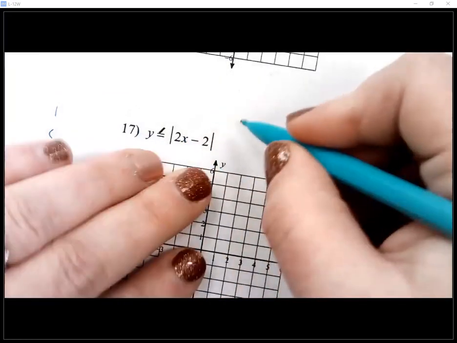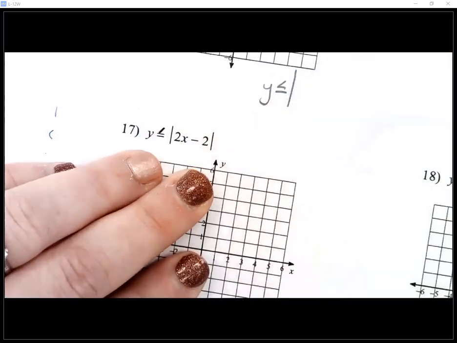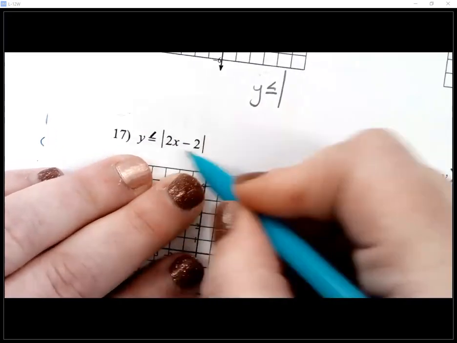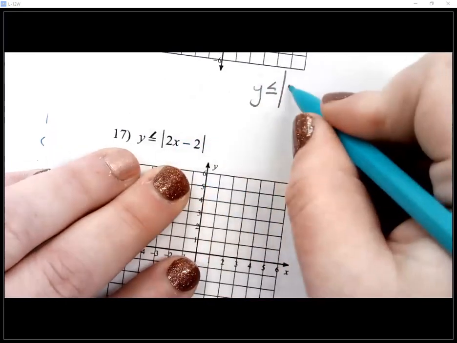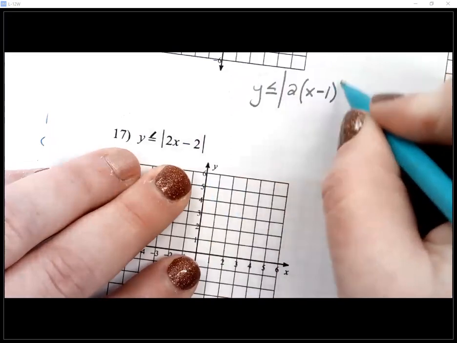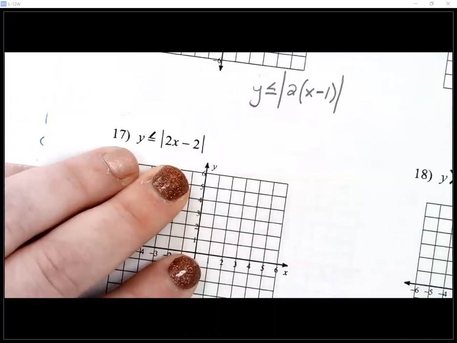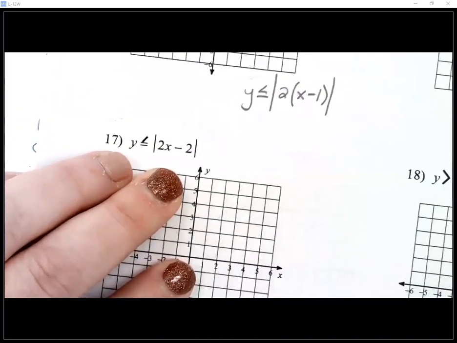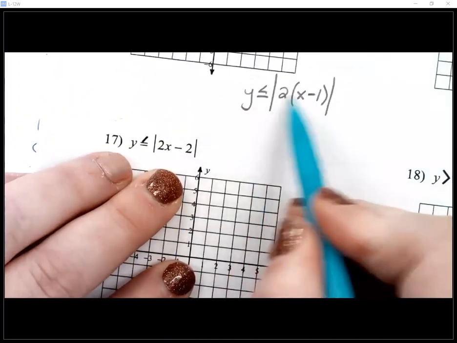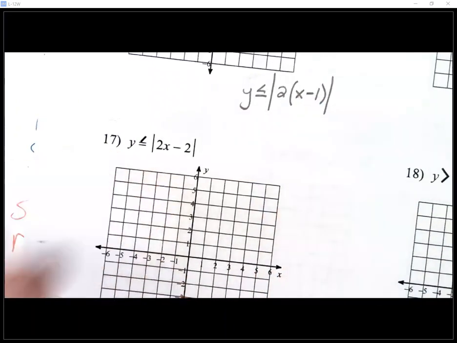I'm going to do y is less than or equal to absolute value. And now check this cool move out. Let's pull out a 2 from there. And then wouldn't I have x minus 1 if I factored out a 2? I'm basically doing reverse distribution property here. If I put this back through, doesn't that get me right back to 2x minus 2? So I haven't changed the value of this thing. I'm just rewriting it in a way that's going to help me match what I had before.